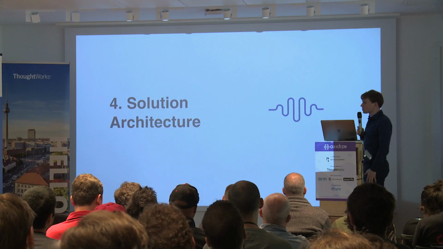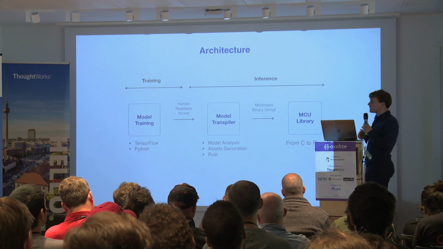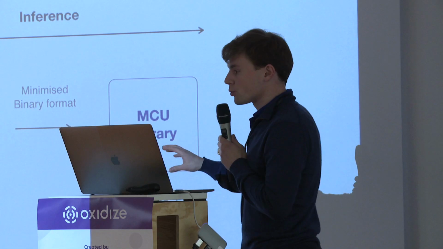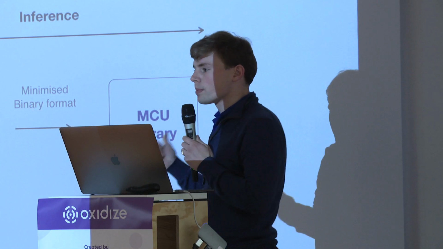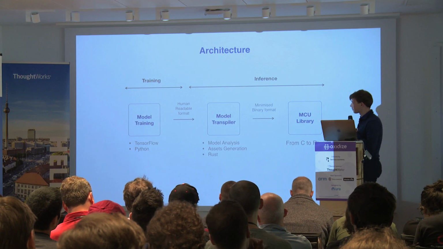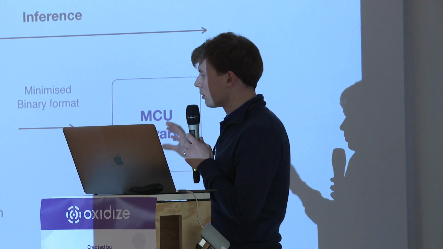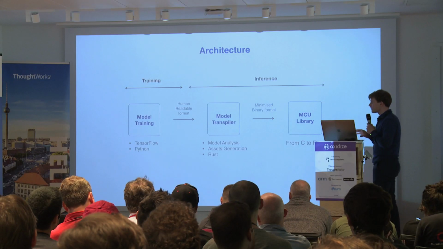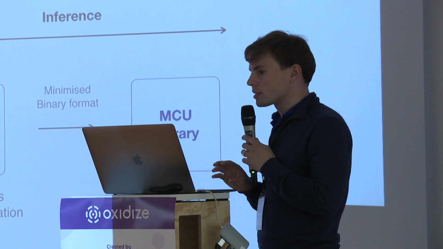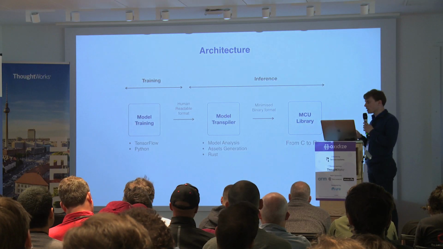So how do we design such a solution, specifically for MCUs? We split the solution into 3 pieces. We first do the model training in floats. You can use Python, TensorFlow, and all the frameworks that are already available in this area. Then we have built a model transpiler. It will take a model from TensorFlow training, try to optimize it, and output a minimized version of it for the MCU. And then we have the MCU library, which takes the model and runs it.